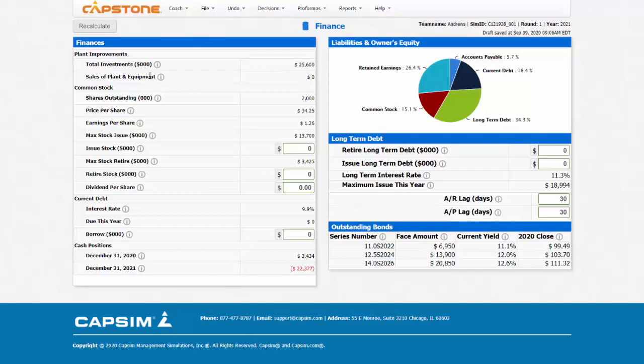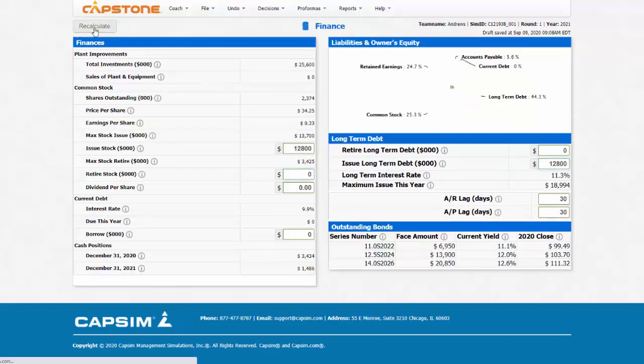Let's say that I decide to fund the total investment of $25,600,000, half by issuing stock and half by issuing long-term debt. So I would issue stock for $12,800,000 and I would also issue bonds for $12,800,000. When I recalculate this, you can see that my end of year cash position is now positive. And we have appropriately funded our long-term investments with bond and stock issues.